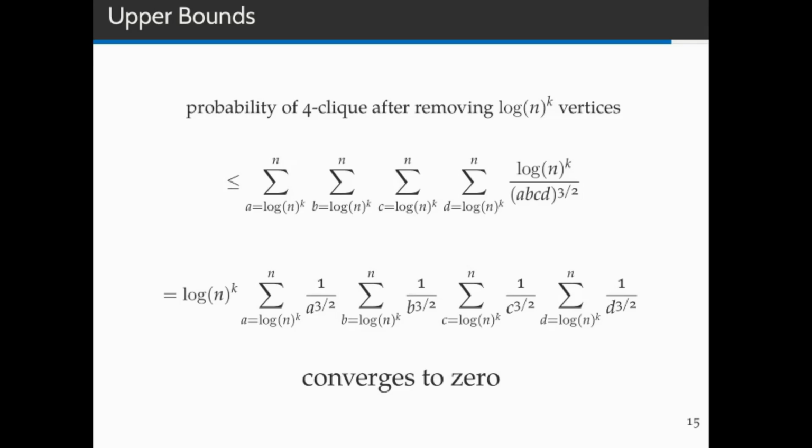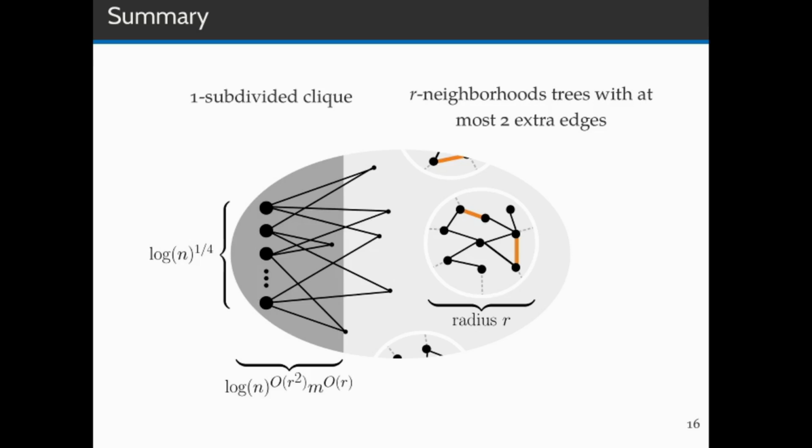And you can do a similar kind of proof, but with more bells and whistles, also for showing that every r-neighborhood has at most 2 extra edges. And this concludes my talk. In summary, we've given a structural decomposition of preferential attachment graphs, which shows that these graphs are asymptotically somewhere dense.